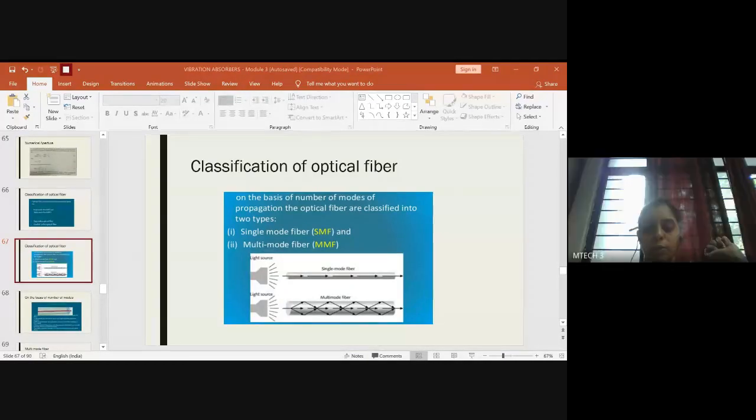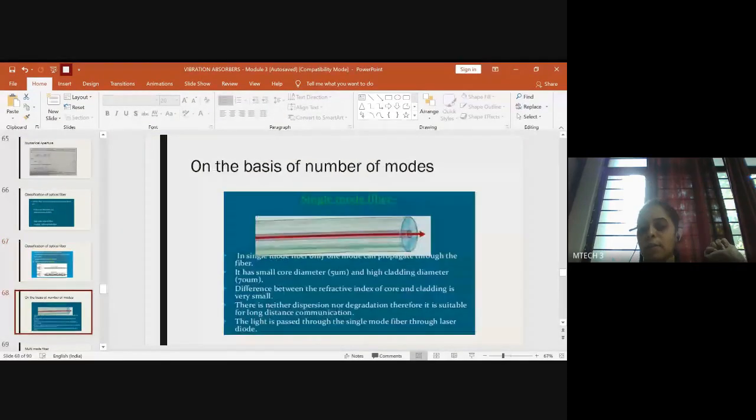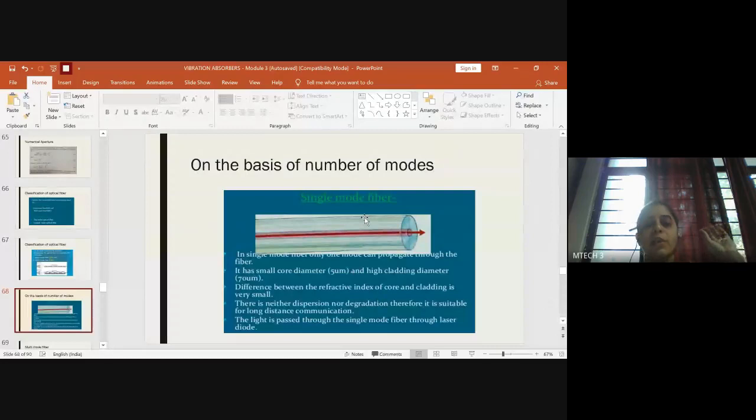Okay. So, once you know the classifications, you should be knowing some dimensional quantities of it. When we go for single mode, this red color indicates the direction in which the light rays are passed. This is your core and this is the cladding. Light rays always pass through your core media, right? So it will pass in a single stretch. You won't have any multi-direction of the light passing through.